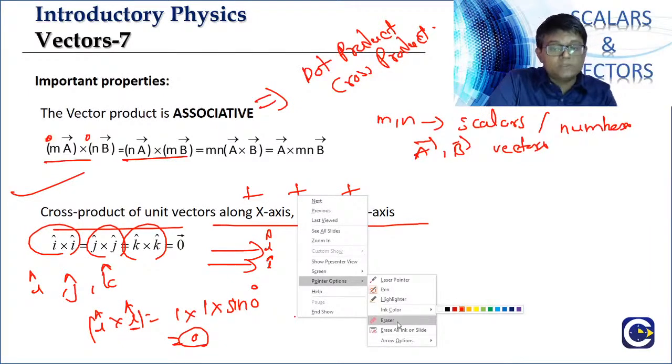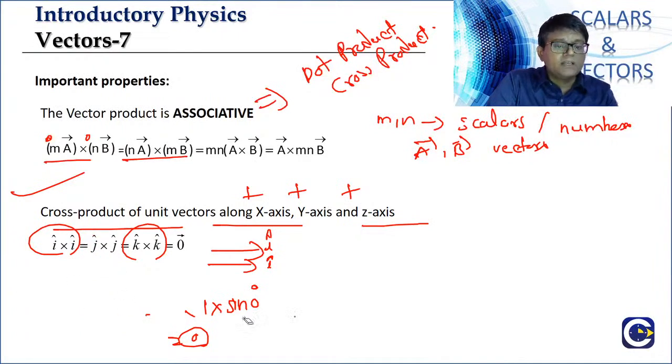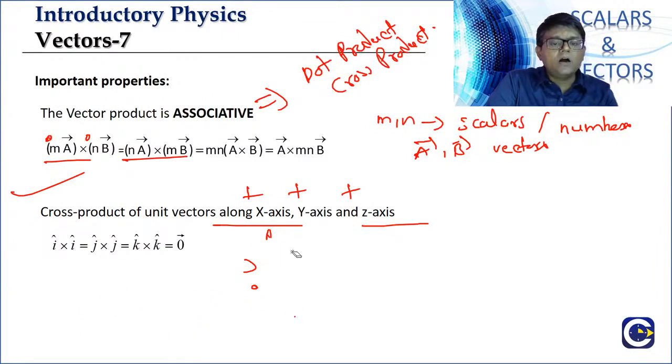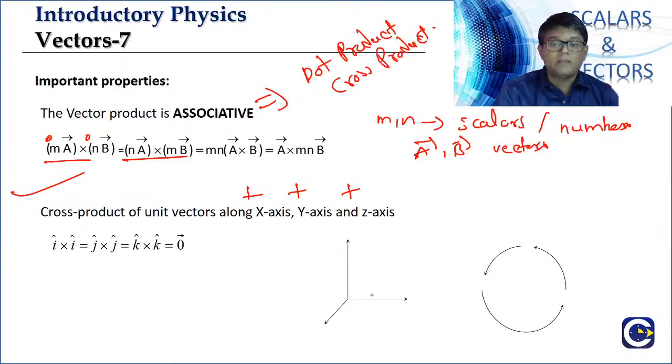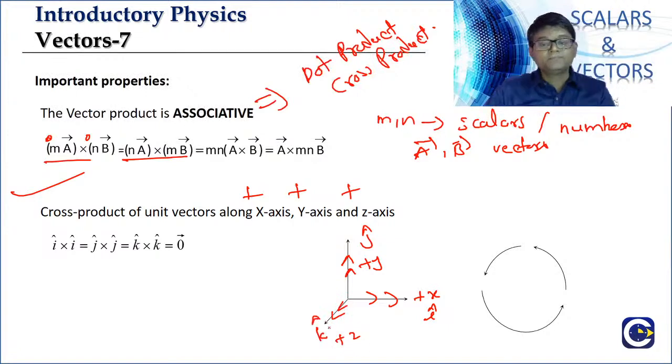Before I explain those values, let us look at how these i, j and k are actually represented. We call them an orthogonal triad. Remember. If you have the positive x-axis, that is the direction of i cap. The positive y-axis is the direction of our j cap. The positive z-axis is the direction of our k cap. The orthogonal triad means they will be mutually perpendicular.